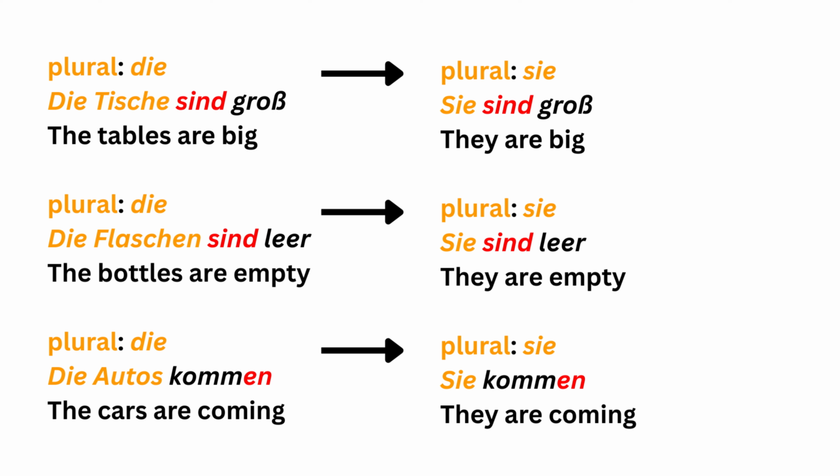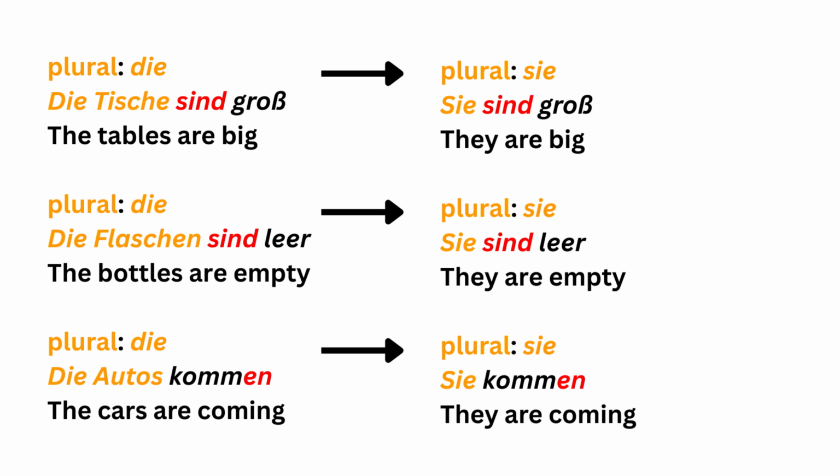Die Tische sind groß. The tables are big. Sie sind groß. They are big. Die Flaschen sind leer. The bottles are empty. Sie sind leer. They are empty. Die Autos kommen. The cars are coming. Sie kommen. They are coming.